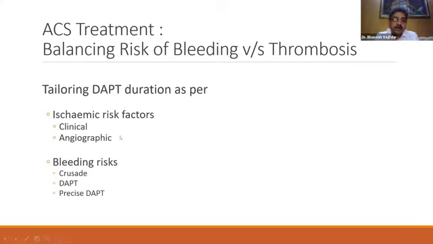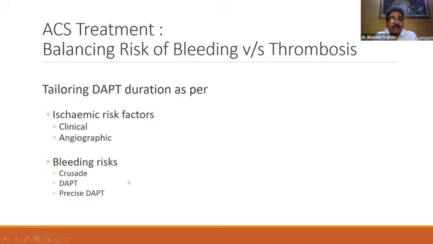What are the angiographic risk factors? A patient with left main disease, a patient with multivessel disease, a patient with severely calcified and ulcerated plaques, patients with thrombus burden in them. So these are patients with a high ischemic risk.